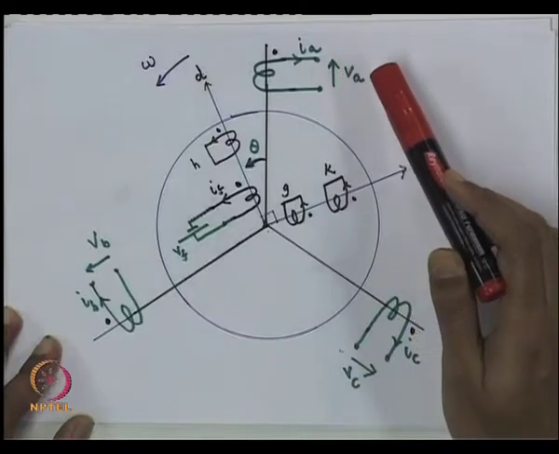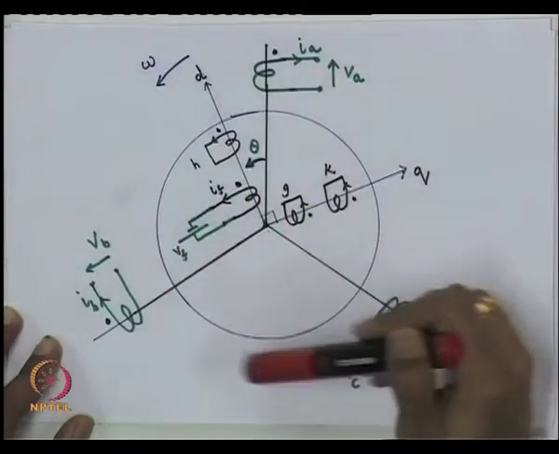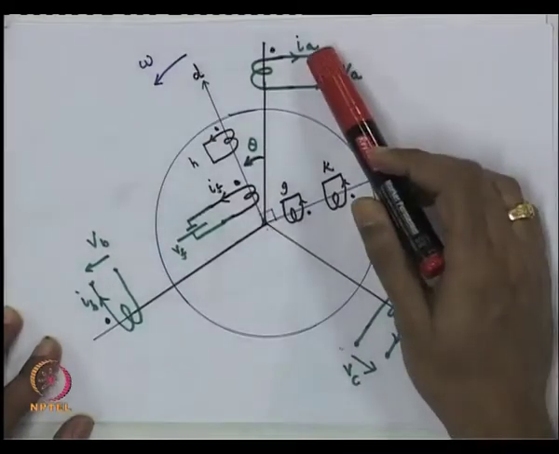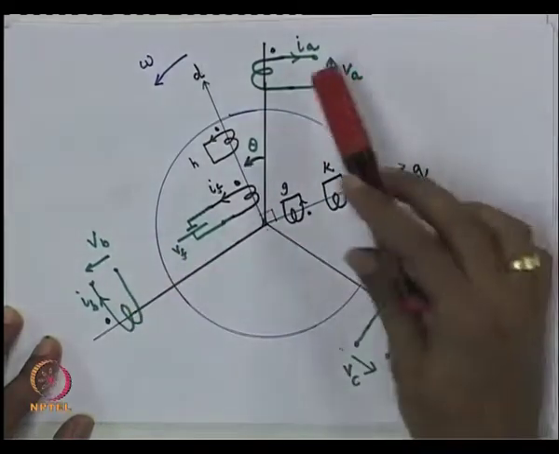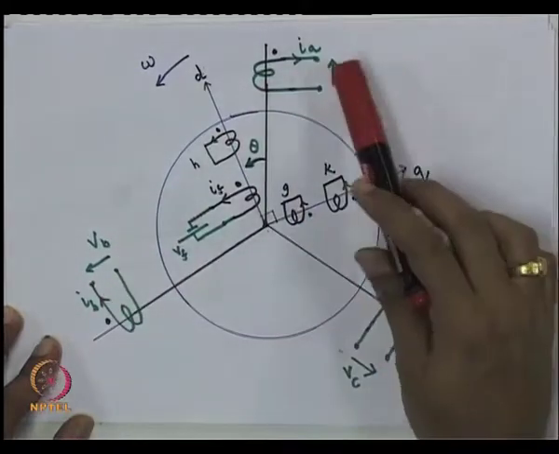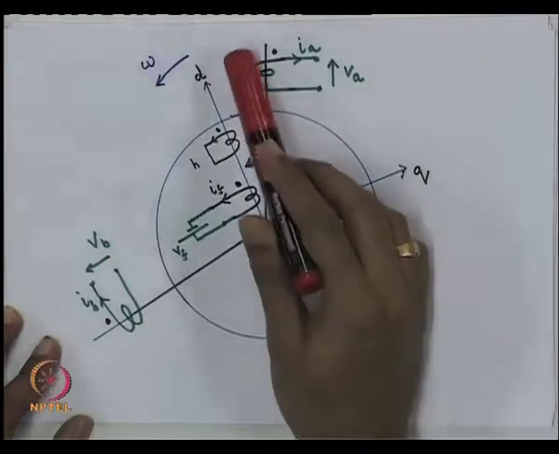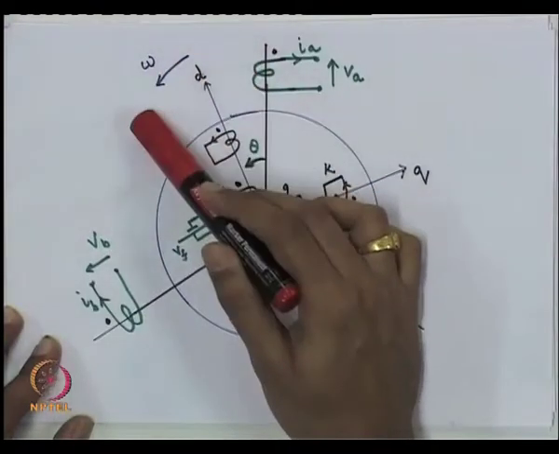Okay. We represent a synchronous machine. This is a schematic representation of a synchronous machine. You have got 3 windings on the stator. This is the A winding, B winding, C winding. We assume that the rotor moves in this direction.